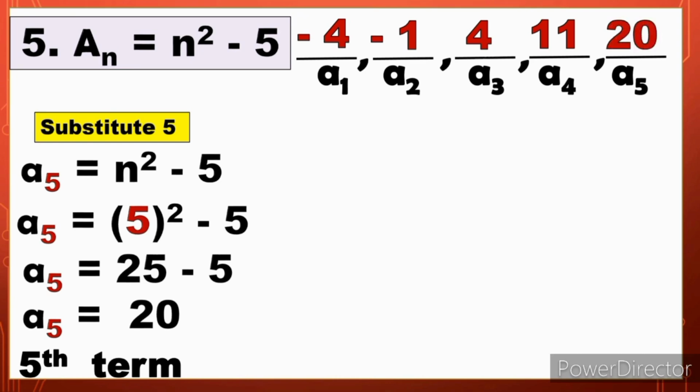Kaya ang first 5 terms ng given rule or equation natin, which is a sub n equals n squared minus 5, ay negative 4, negative 1, 4, 11, 20.